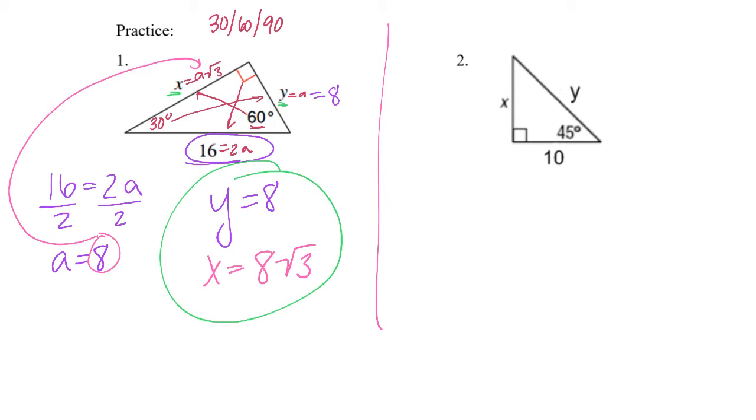That's perfectly fine. All right, looking at number 2, this one is going to be a 45, 45, 90. As I write, 45, 45, 90. So we have 45 at the bottom and 45 at the top. Remember, that means that both of these sides are going to equal A. And then the side across from the right angle is going to be A root 2.